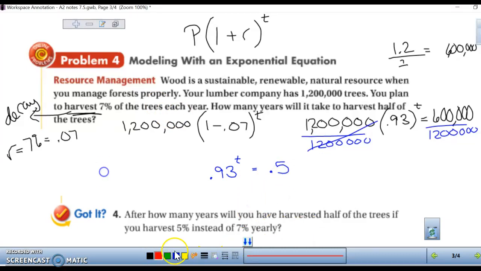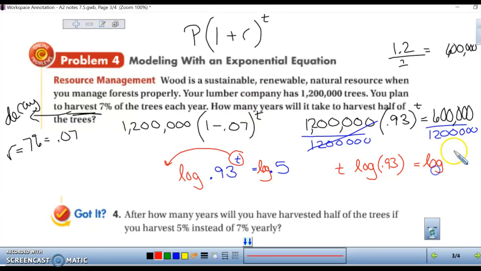All right, so now we have our exponent that we need to get out of there, and so we're going to use the log function. Log both sides of your equation, so that drops the exponent down in front. So we have t times log 0.93 equals log 0.5. Divide by our log 0.93 to get t alone.